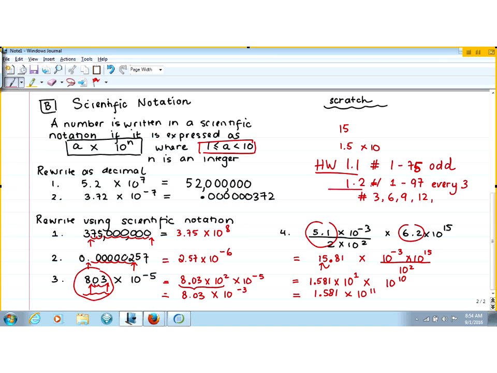And it's a long holiday, so I will see you when? On Tuesday. I'm going to collect homework 1.1 and 1.2 on Wednesday. So on Tuesday, I will finish 1.2, and I will collect homework 1.1 and 1.2 on Wednesday. I'm sorry? 1 through 97. Okay, multiples of 3. Are we okay so far? Okay. All right, you guys have a good long weekend. I will see you on Tuesday.